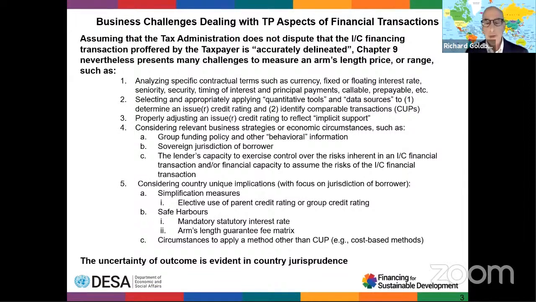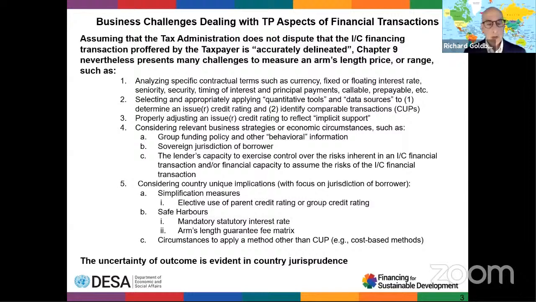Those are referred to in the chapter, and they are very important in terms of evaluating risk. And callable. For example, is a 10-year loan that is callable by the lender equivalent to a demand loan? Probably so. And prepayment options.